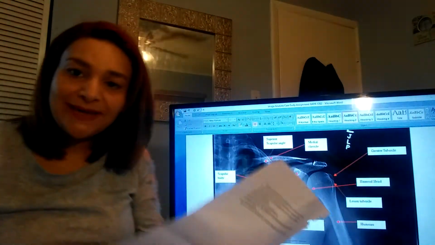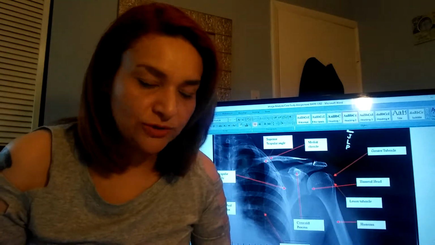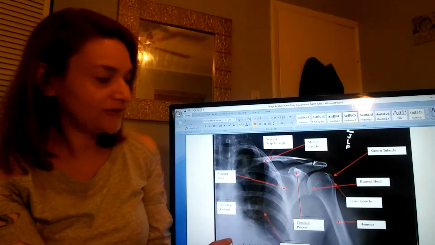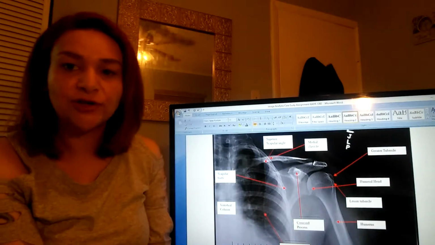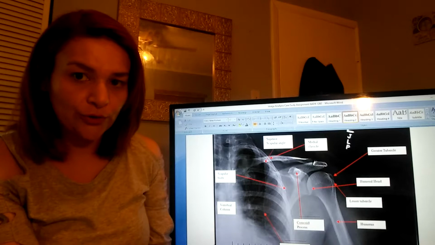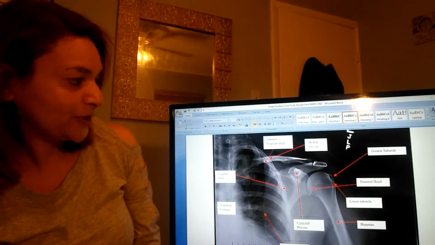Today we're going to be analyzing an AP externally rotated shoulder. This image here is of a 54-year-old female who was brought into the ER after a car wreck. She was complaining of shoulder pain, so the doctor ordered some shoulder projections.